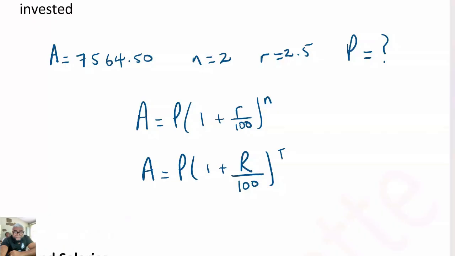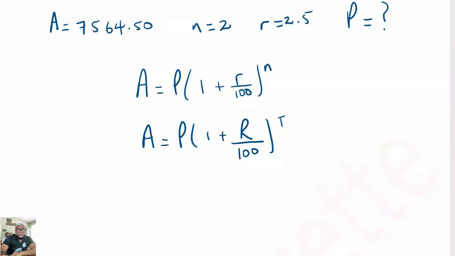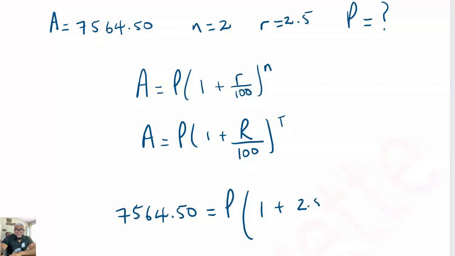So let me plug in. A is $7,564.50, so I put that in place of A. We don't know P, so I put back P. And then it's 1 plus 2.5 over 100 to the power of 2.